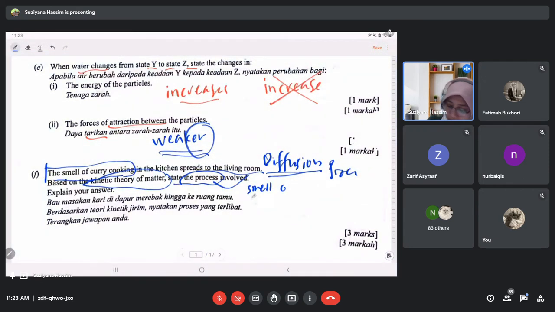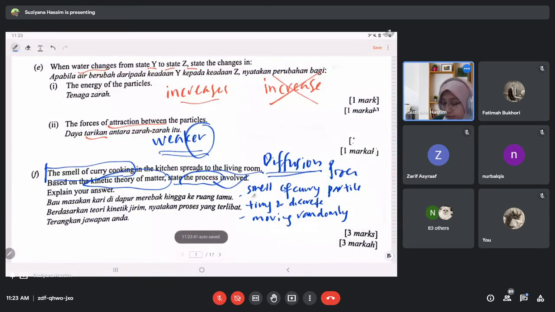The smell of curry particles, tiny and discrete, moving randomly from high concentration to low concentration.